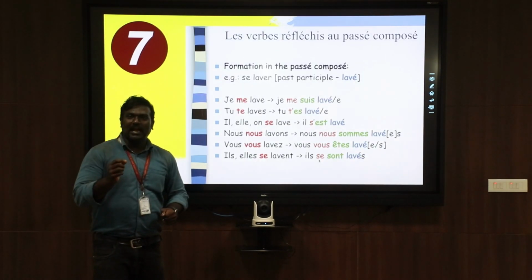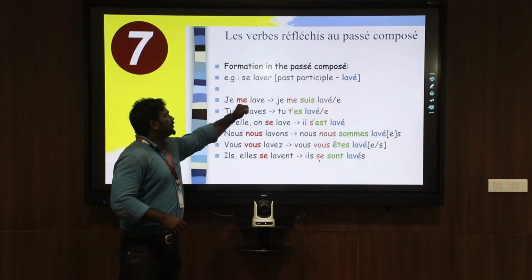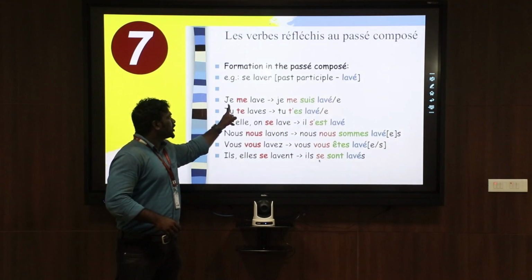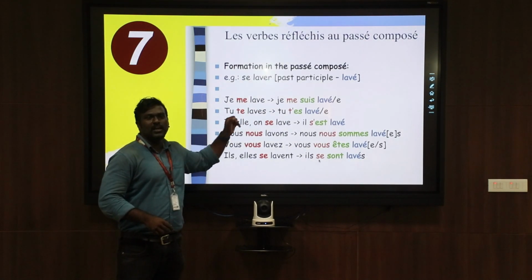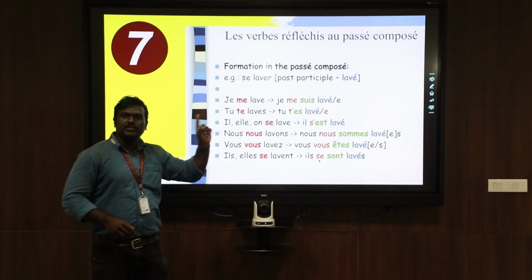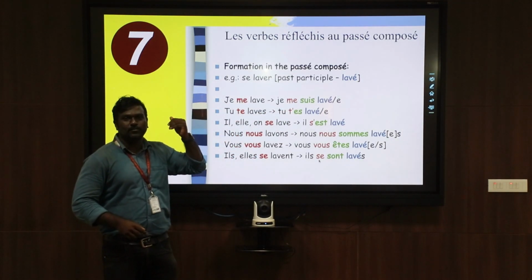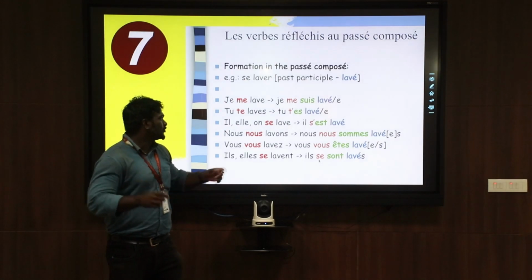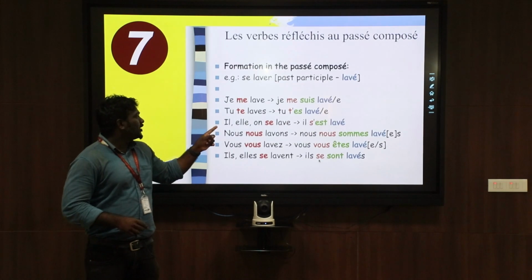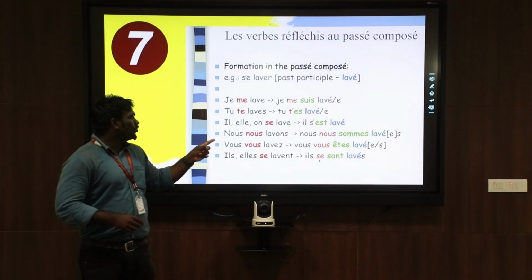Okay. What will happen if the verb is a reflexive verb? For example, the verb is se laver. We will use je. In normal conjugation, we use je me lave, I wash myself. When it comes to passé composé, this reflexive pronoun will come in front of the auxiliary verb, that is être. Je me suis lavé. Tu t'es lavé, nous nous sommes lavés, vous vous êtes lavés.